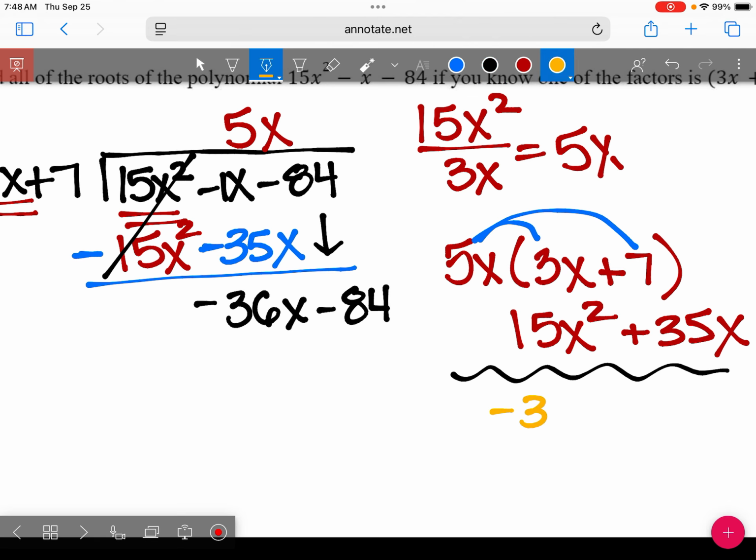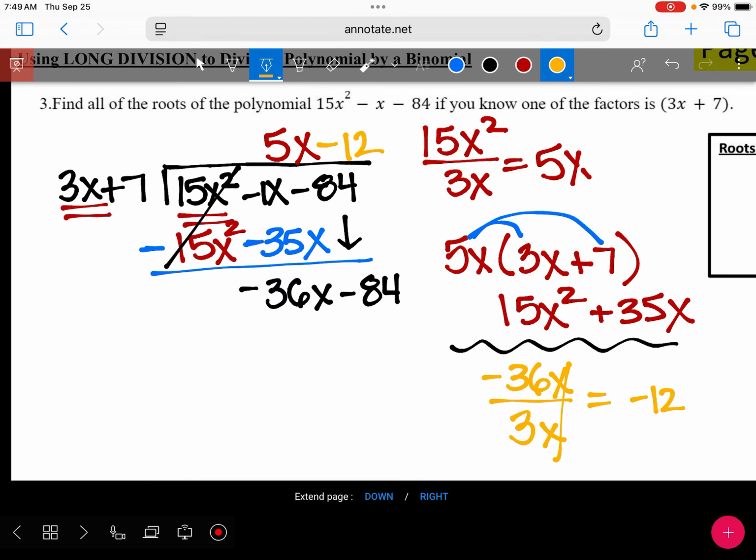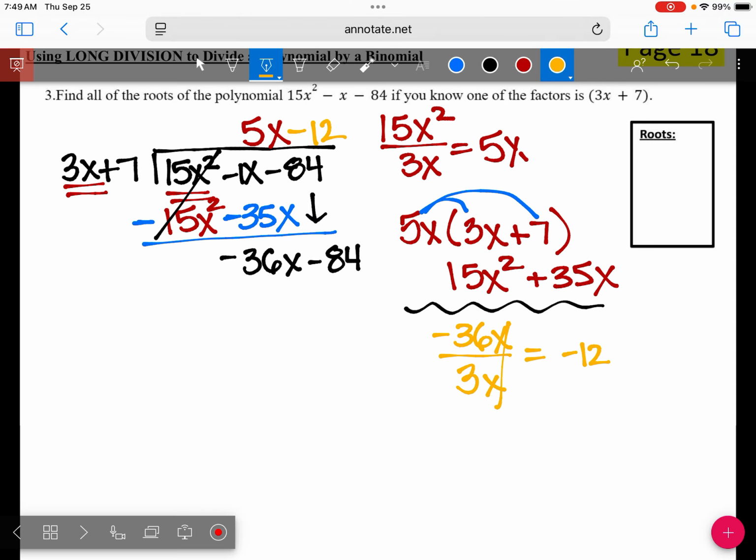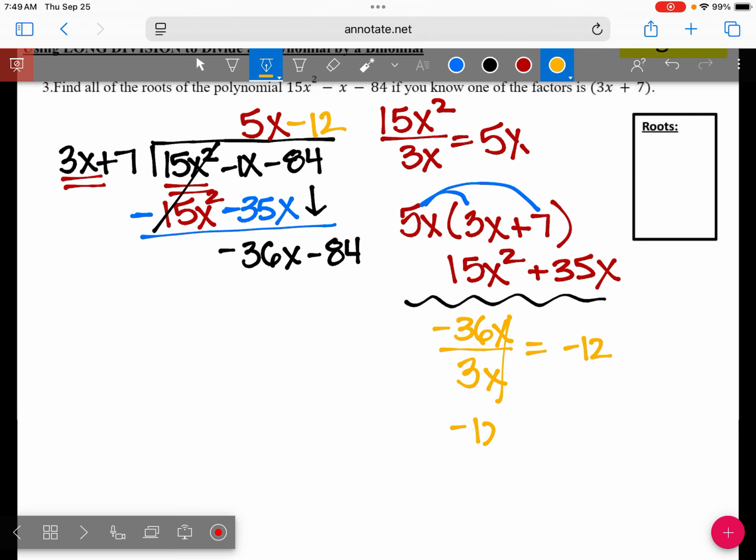You're going to take the -36x and divide that by your 3x. Negative 36 divided by 3, which would be negative 12. Put that on the roof. So now we got our factors. We could really, okay, we'll keep going. So then we're going to take the negative 12 and multiply that by 3x plus 7.